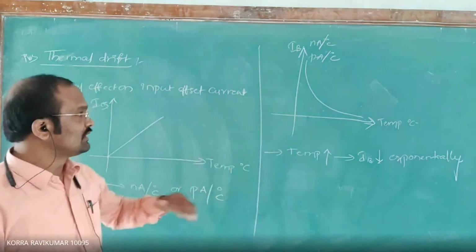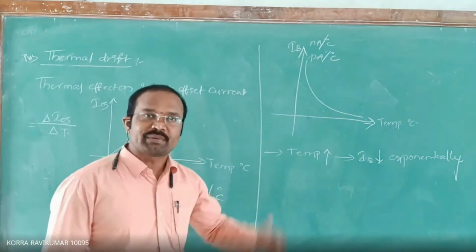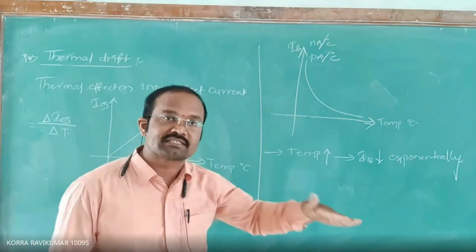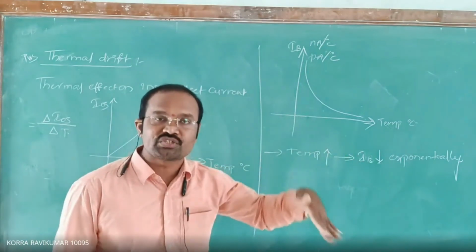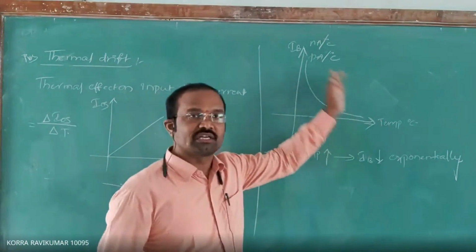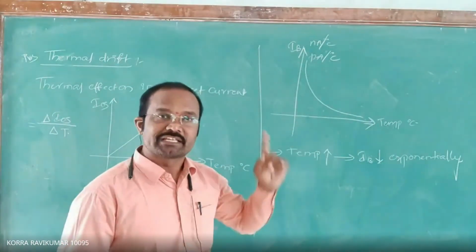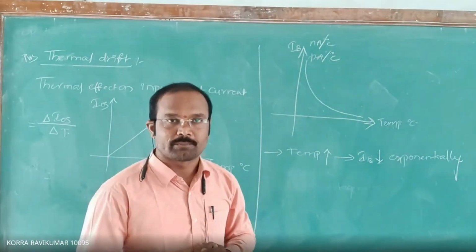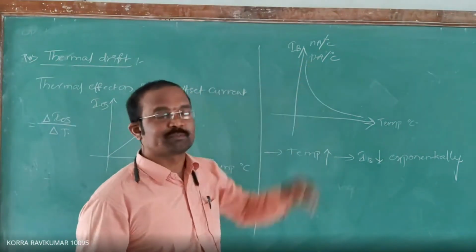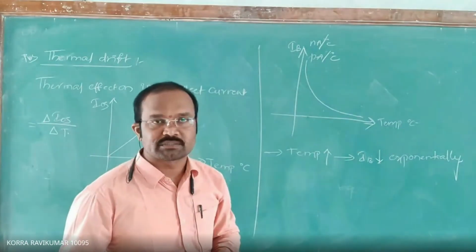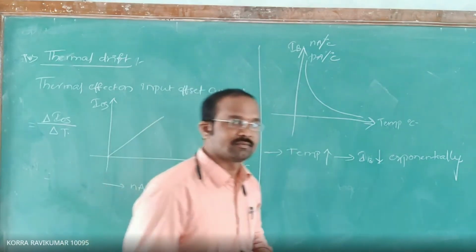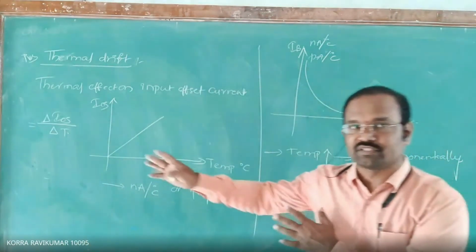Whereas for the bias current, if temperature increases, then the value of bias current decreases gradually, or exponentially it decreases. So the relation between the temperature and input bias current is an exponentially decaying relation. And the unit for the bias current is nanoamperes per degree centigrade or picoamperes per degree centigrade. Right? Please copy this. So this is what we have discussed so far.